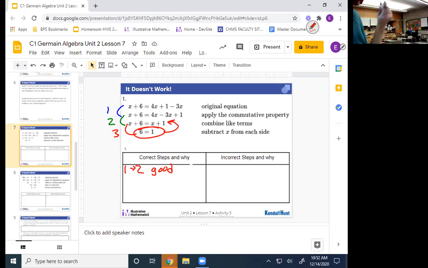Max, what did you notice? Max, unmute yourself. Let us know. What did you notice when you looked at this right here? I noticed that he didn't keep the variables. I noticed that between 2 and 3, what he did is he got rid of both of the variables when he was supposed to keep a variable on one of the sides.